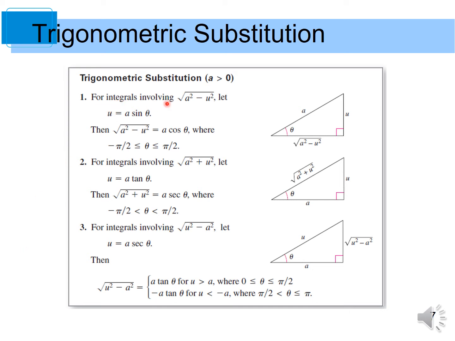If we have the first pattern, radical a squared minus u squared, we let u equal a sine theta. If we have the second pattern, radical a squared plus u squared, we let u equal a tangent theta. And for the third pattern, we let u equal a secant theta.